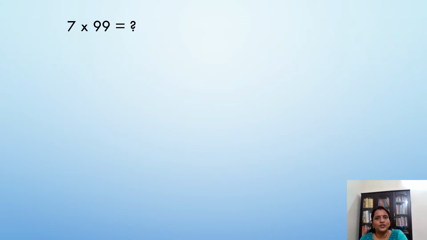First we are going to start with 7 into 99. 7 is a single digit number and 99 is a double digit number. I know how to solve this nines multiplication if I have an equal number of nines, as we discussed in our last video. So what I can do is, can I make this 7 a two-digit number? Would I be able to do it? Yes, I can do it.